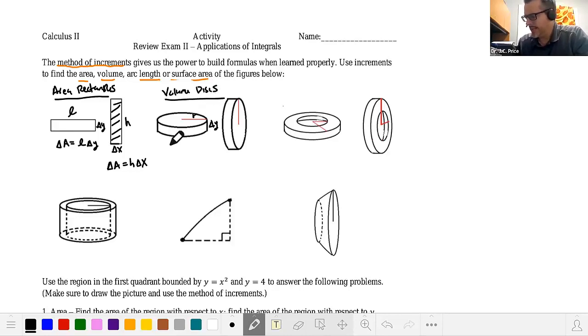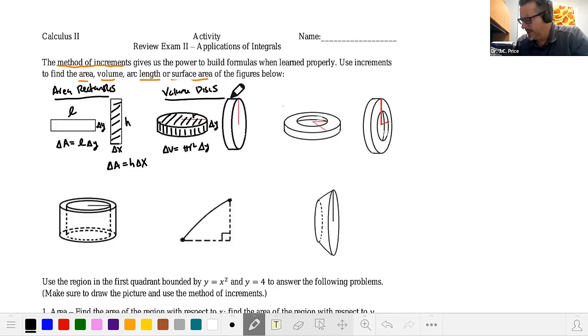You have a horizontal disk here with delta y, and then you have an r right there. And so to find the small change in volume, it's just pi r squared, which gives us this area right here. And then we just multiply it by delta y, and that shoots it through this height basically to get the volume of the disk.